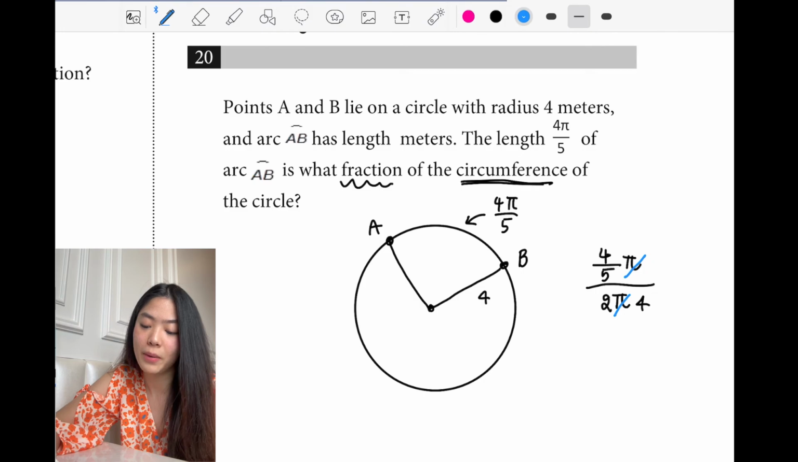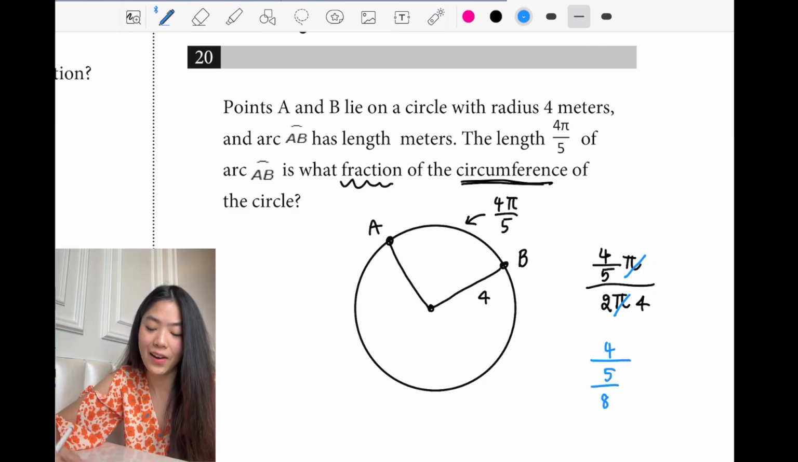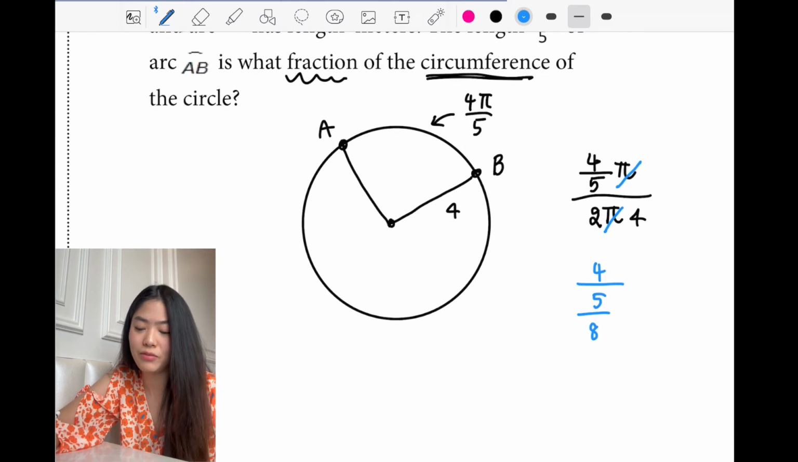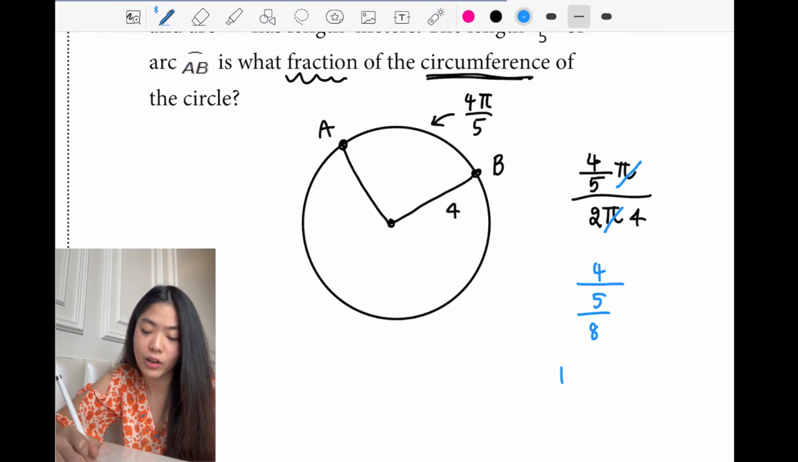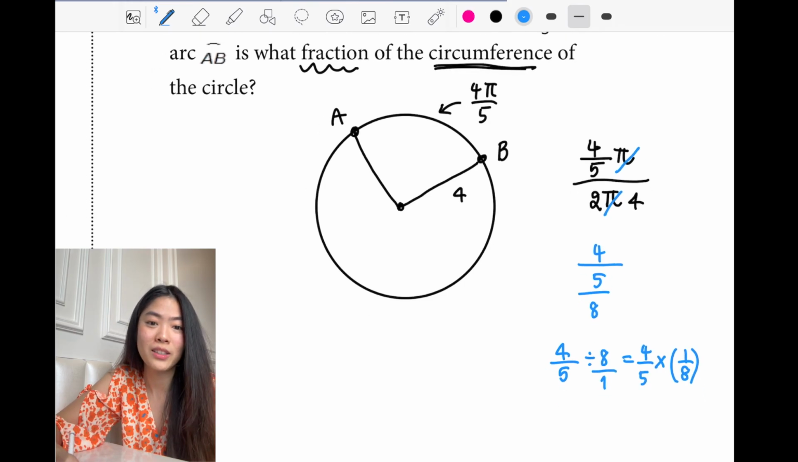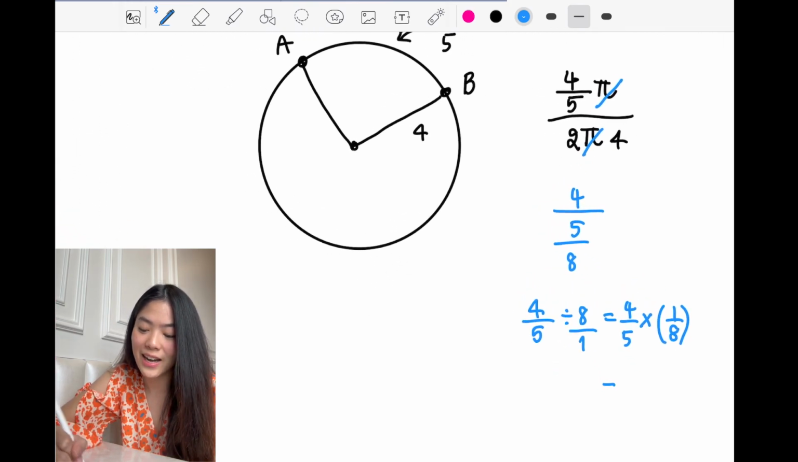Pi cancels with pi, and then it's going to be 4 over 5 divided by 8. For those who know how to simplify fast, yes, you can. But if not, I will do 4 over 5 divided by 8. Remember, division can be changed to multiplication by flipping the numerator to the denominator. Then you will get 1 over 10.